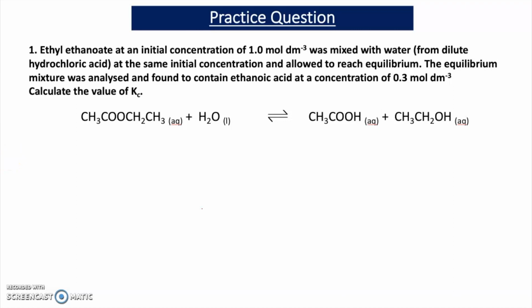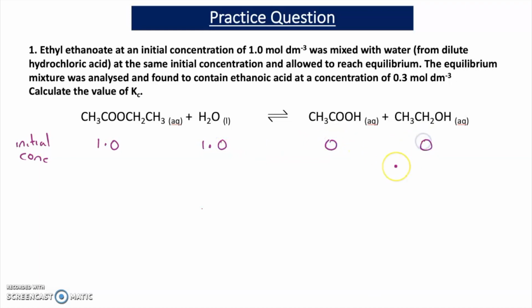So in this question we have the ester ethyl ethanoate, which has an initial concentration of 1 mole per decimeter cubed, and it reacts with water at the same initial concentration and is allowed to reach equilibrium, and the equilibrium mixture was analysed and found to contain ethanoic acid at a concentration of 0.3 moles per decimeter cubed. We're asked to calculate the value of Kc.